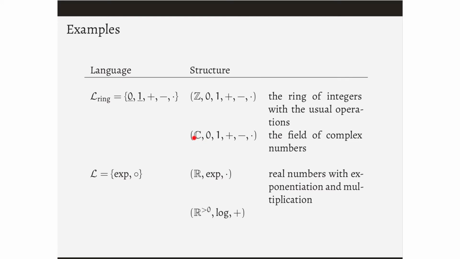A different example of a ring structure over the language of rings would be the field of complex numbers. Here now, those would be the complex number 0, the complex number 1, and this would be complex addition, subtraction, and complex multiplication. Let's look at a different language. So here we have a language where this here is a unary function symbol. And this here would be a symbol that would represent a binary function.